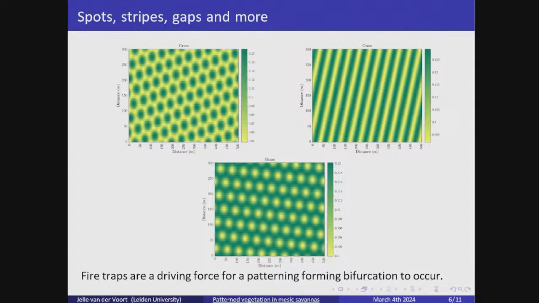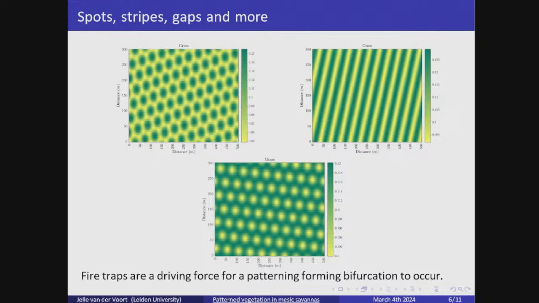So what does the model produce? It produces patterns. To clarify what we see here, I have a 300 meter by 500 meter savanna landscape, and I plotted the grass biomass density. The green means a high biomass density, and the yellow means a lower biomass density. So what we see here is spots of grass. And if we change the parameter setting a bit, we can also create stripes or gaps.